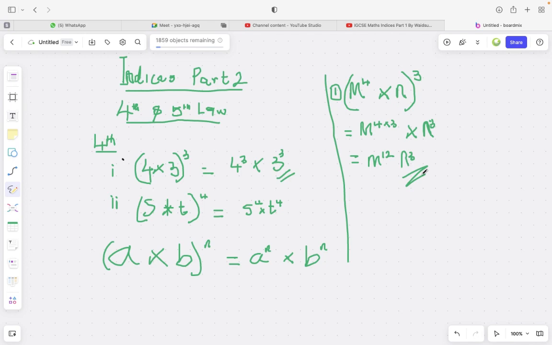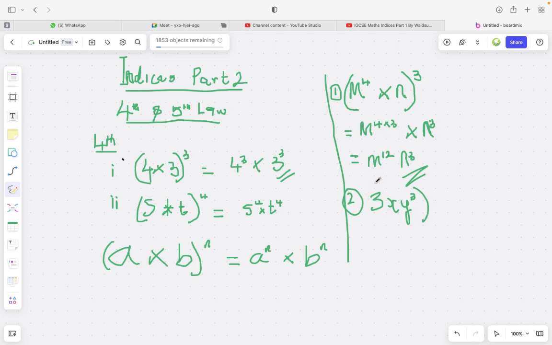Let's take another example before we go to fifth law. Let's say number 2, we have 3x, and then y to the power of 3, then everything to the power of 2.